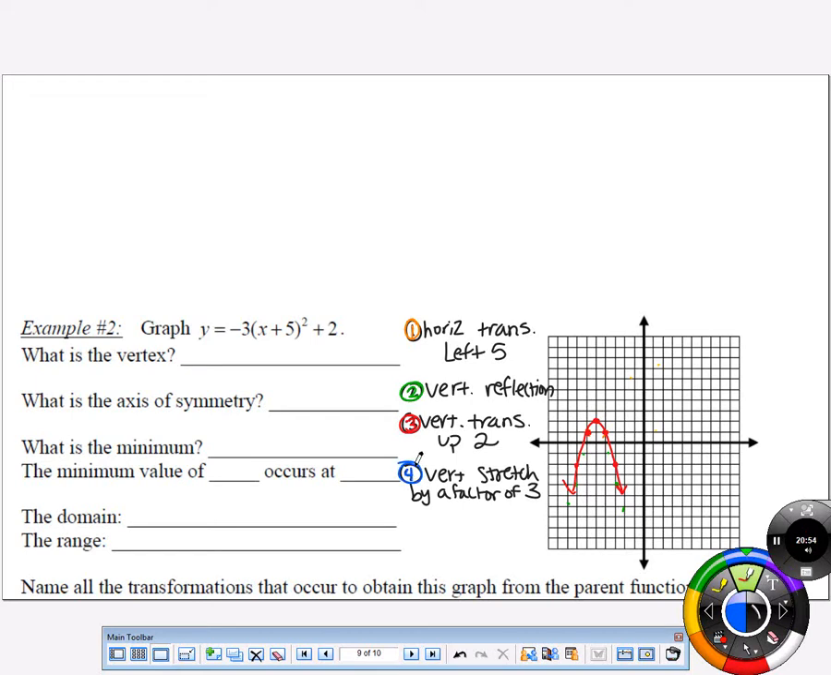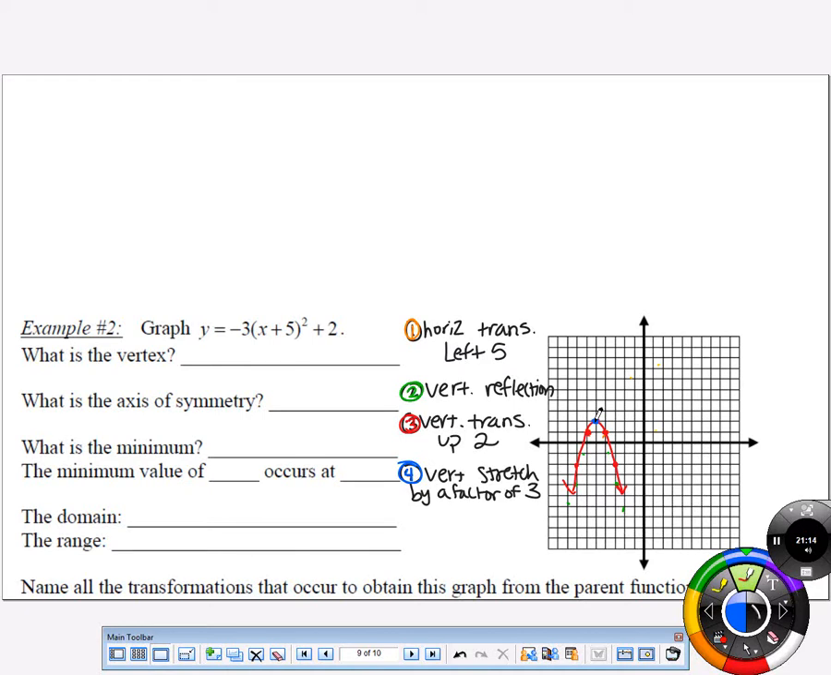So the last thing I'm going to do is a vertical stretch by a factor of 3. What am I stretching away from? What am I measuring all the distances from? The vertex. Got to know that so I understand that that point stays the same. What distances are going to be changing, horizontally or vertically?